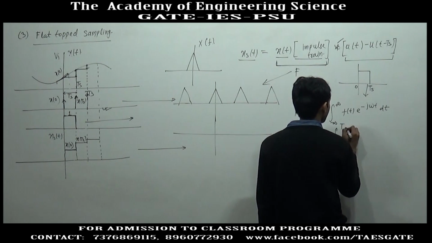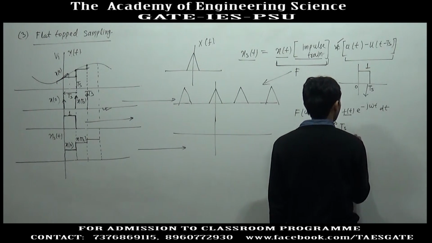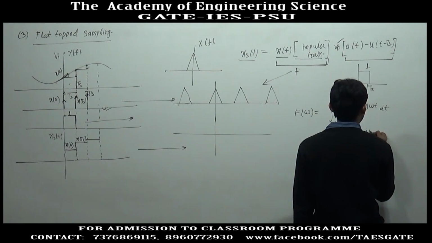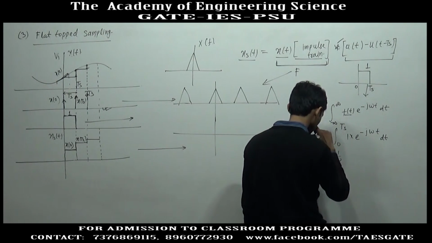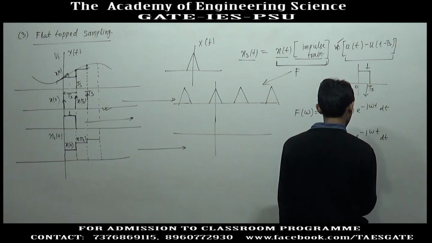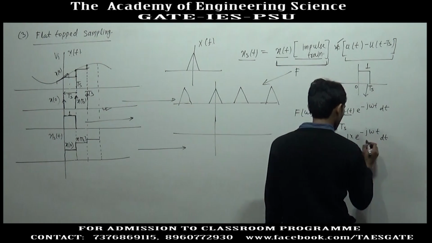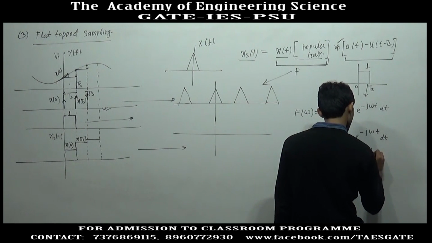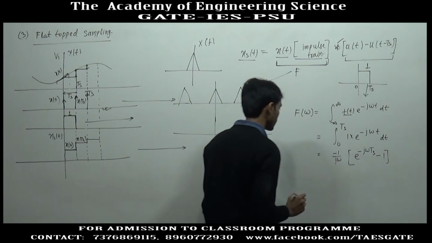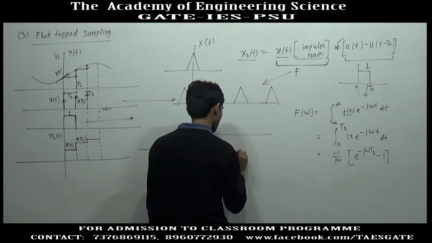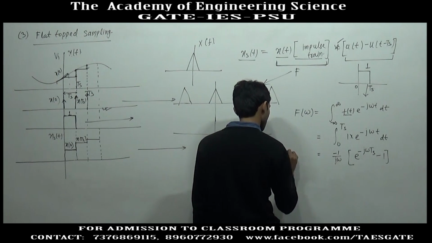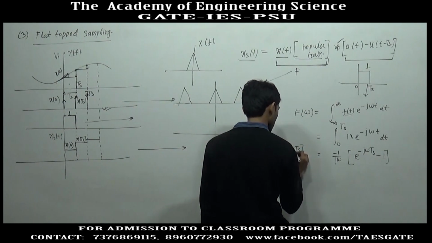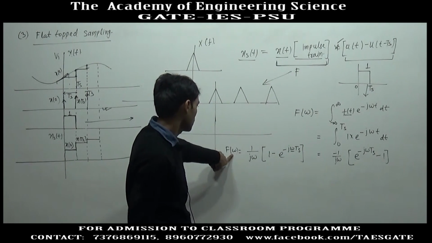So, this is 0 to Ts, f(t) is, this height is 1, into e to the power minus j omega t dt. This is minus 1 by j omega into, if we put Ts, we will get e to the power minus j omega Ts minus 1, or F(omega) is equal to 1 by j omega into 1 minus e to the power minus j omega Ts. This is not omega s, this is variable omega, which I have written here.